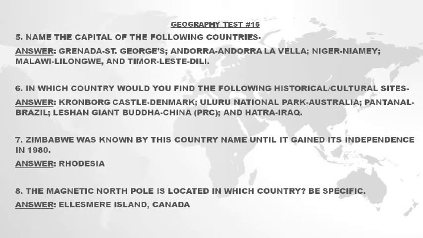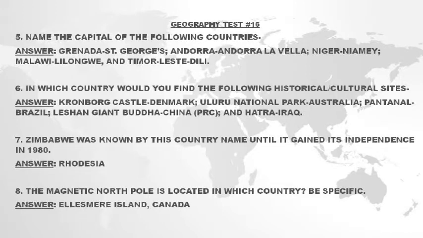Question 5, name the capital of the following countries. Capital of Grenada, which is in Caribbean America, is St. George. Capital of Andorra, which is in Europe, is Andorra la Vella. Capital of Niger, which is in Western Africa, is Niamey. The capital of Malawi, which is in the southern part of Africa, is Lilongwe. And Timor-Leste is in Southeast Asia, and its capital is Dili.